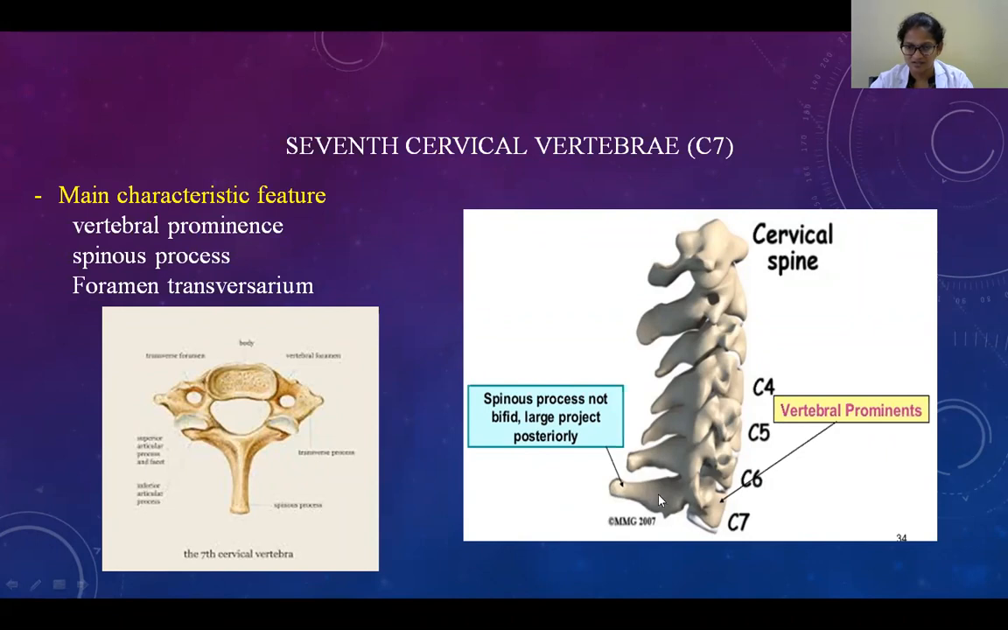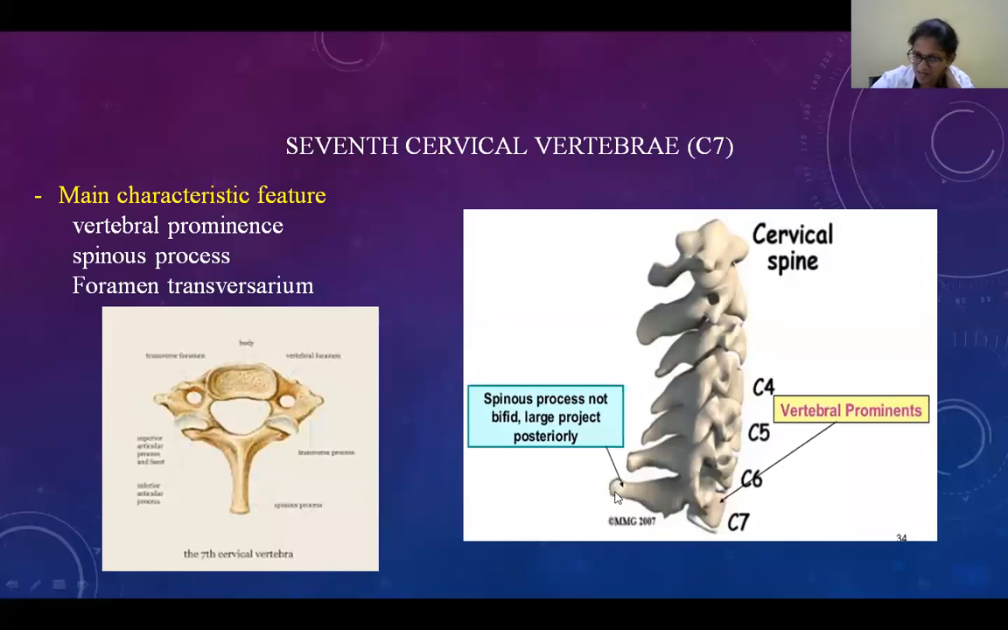See here, this is the spinous process of the 7th cervical vertebra, which is long and pointed. This is the vertebral prominence. This is the main important characteristic feature in the 7th cervical vertebra. This is the site from where the rest of the spines will be counted.